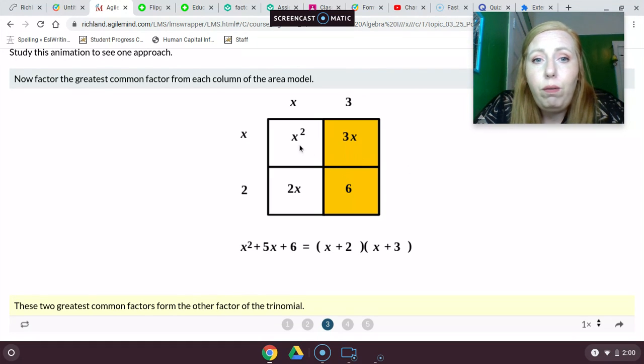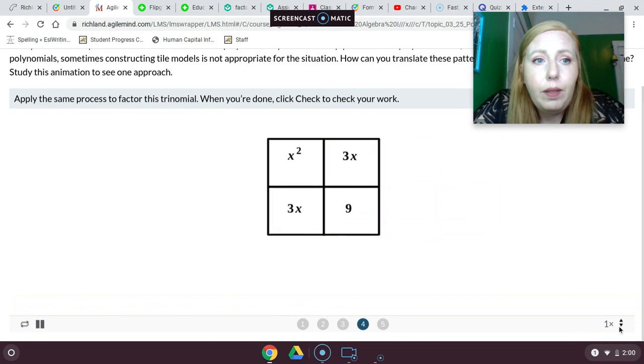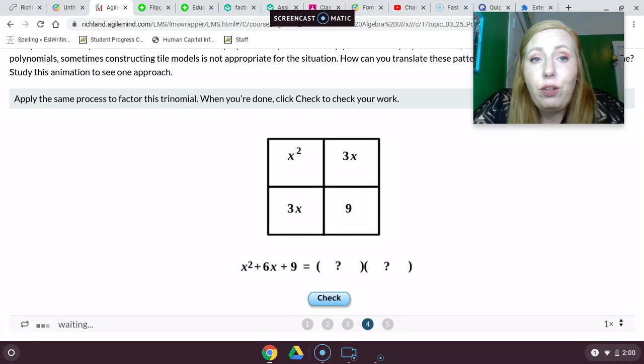All right, this row, the greatest common factor of both is, this one has an x and this one has an x, so the greatest common factor is an x. Right here, the greatest common factor is 2. Both of these can be divided by 2, so they have a 2, and that's how they came up with those numbers. All right, apply the same process to factor this trinomial. When you're done, click check your work.